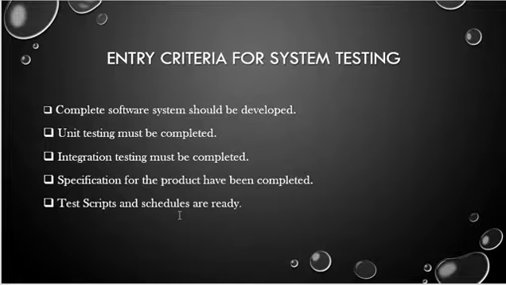Okay, so the fourth definition says that specification for a product has been completed. This means the client has given the requirements, and all the requirements have been satisfied by the developer. Test scripts and schedules are ready. Test scripts or schedules are nothing but the flow charts, what and all are needed for system testing. When all these are ready, I can say I am able to enter into system testing. This becomes my entry criteria for system testing.